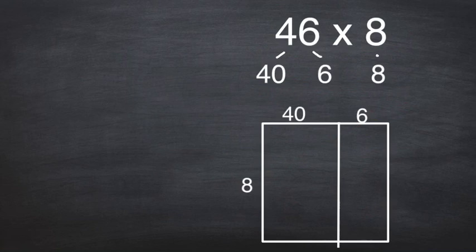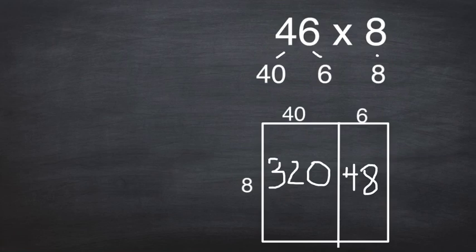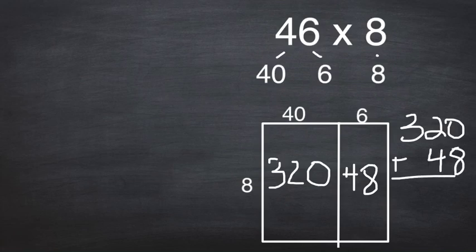Then we could fill in our answer. So 8 times 6 is 48. And to figure out 8 times 40, we would say 8 times 4 is 32. And then we need to make it 10 times larger, so we get 320. For our final answer, we'd take every part of the box and we'd add them together to get an answer of 368.